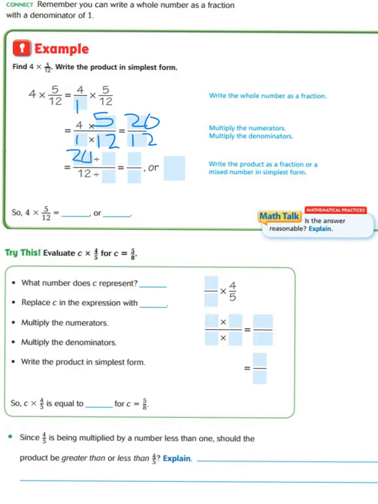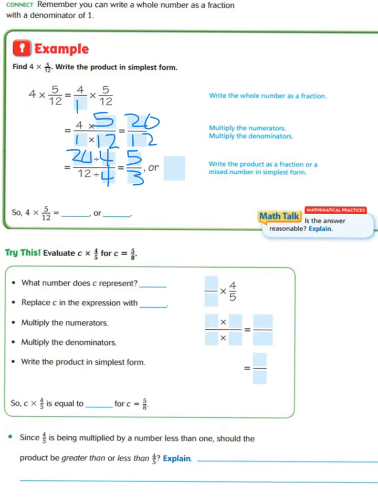Now we're going to divide our 20/12 by a number in order to simplify it. If we keep in mind our factors, we know that 4 is a factor of 20 and a factor of 12. So 20 divided by 4 is 5. 12 divided by 4 is 3.